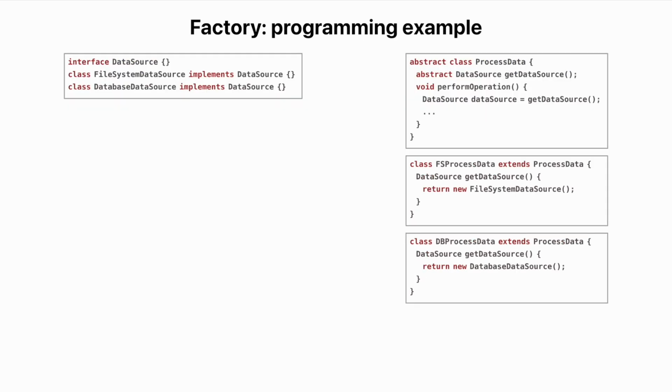For example, in an application, we have to implement some data processing functionality. First, data content will be fetched from a data source and we do the processing.